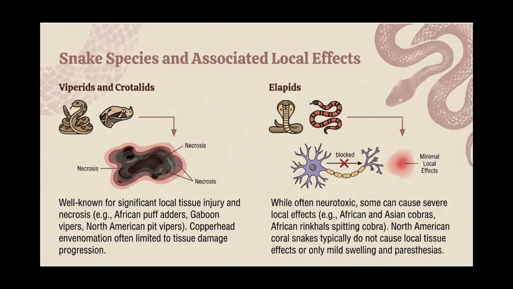Viperids and crotalids are well known for causing significant local tissue injury and necrosis. African bush vipers belonging to the genus Atheris may cause minimal effects. In contrast, some African puff adders and Gaboon vipers, both of the genus Bitis, can cause severe local tissue injury. African night adders from the genus Causus and African horned adders from the genus Bitis tend to cause local effects as well. North American pit vipers, which include species from the genera Agkistrodon, Bothrops, and Crotalus, frequently cause local effects such as necrosis, coagulopathy, and hemorrhage.